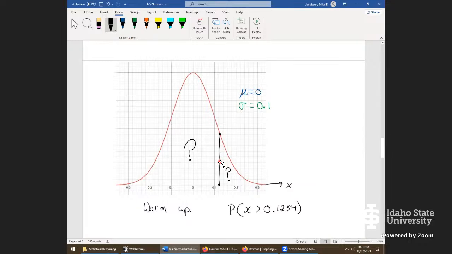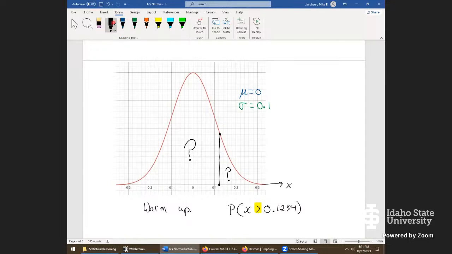Anyone see what the issue or what the resolution should be to this? To the right? I agree, absolutely. We'll shade to the right only because of that inequality symbol right here. We're saying x is to the right of 0.1234. That means your x is anywhere in this range, going off to positive infinity. Remember, the curve never actually stops. That's what's weird about the normal curve.